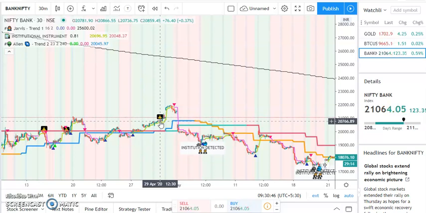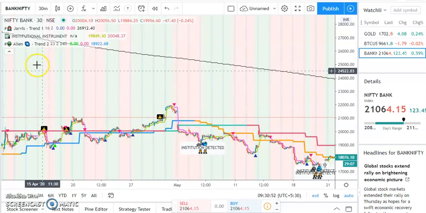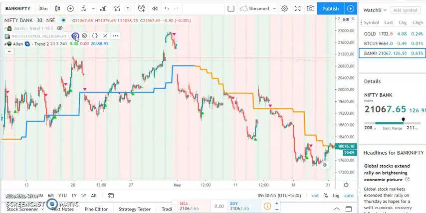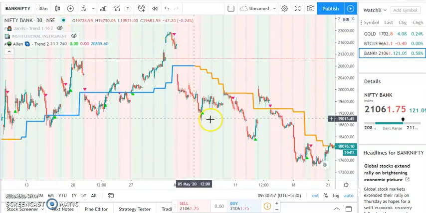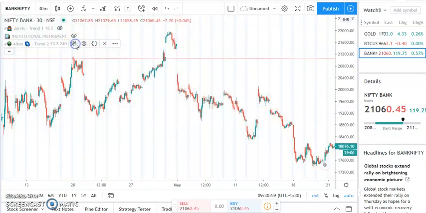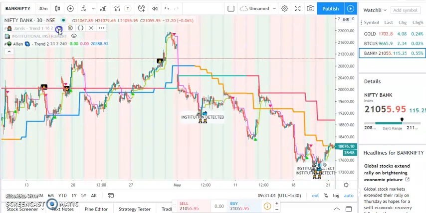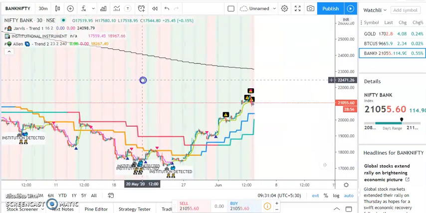You will get an extra edge over others, because if you don't have these kinds of indicators, you don't know what's going to happen here, or what's going to happen here. But once you have this kind of indicator, you know what's going to happen.